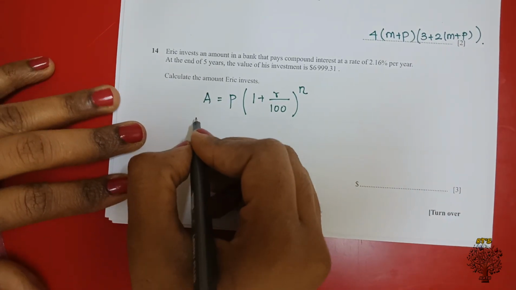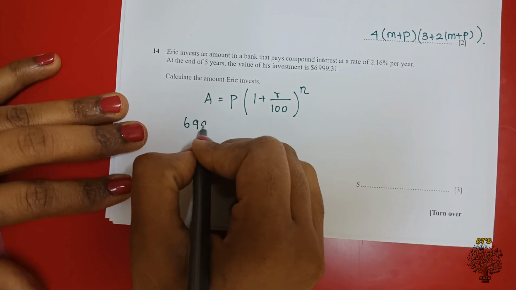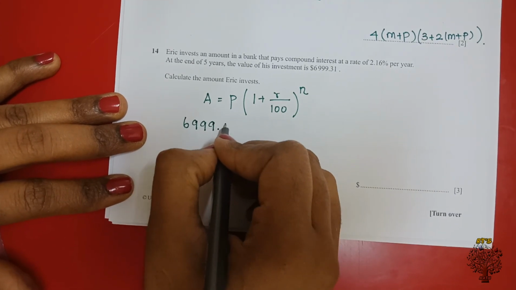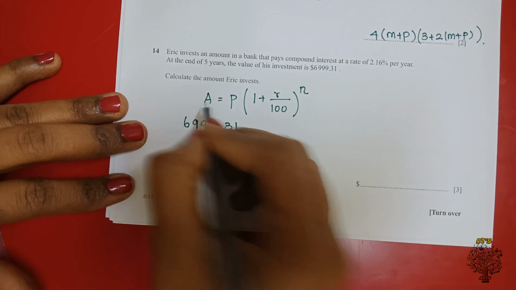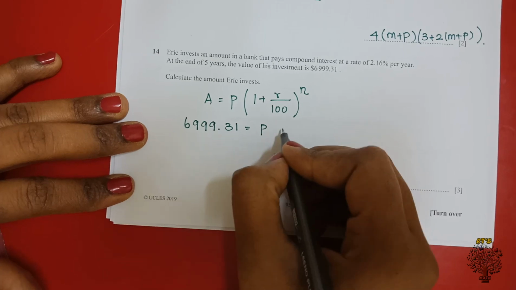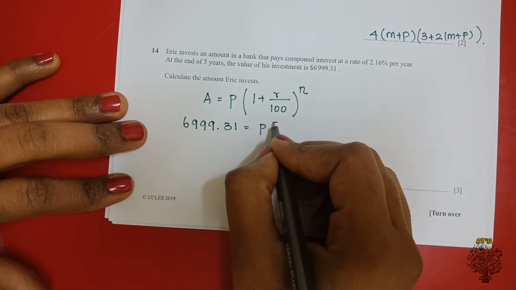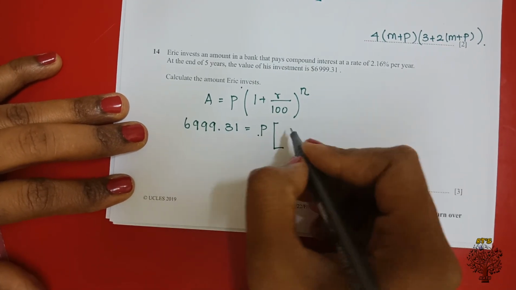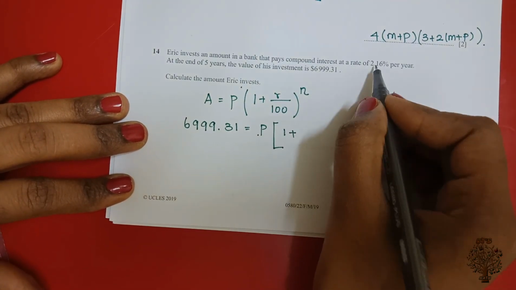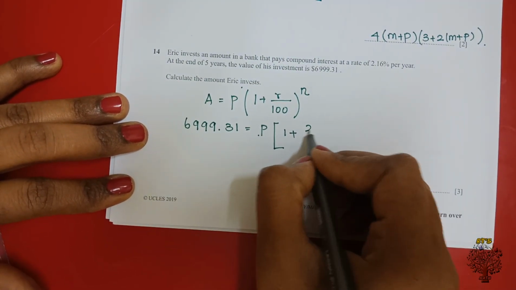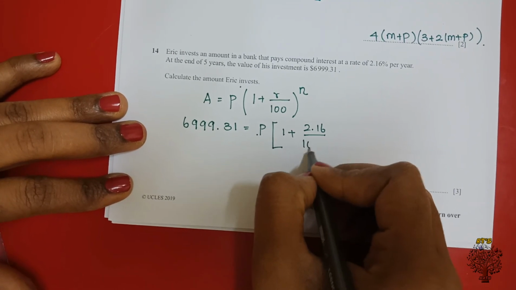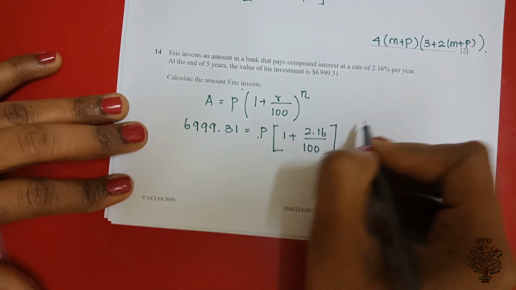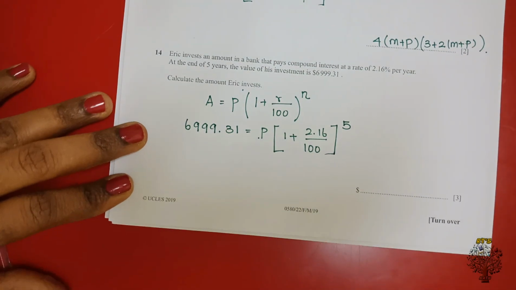So I'm writing here 6,999.31 as the total amount, and what he paid initially as the principal amount, which we are going to find, the amount he invested. That is the initial investment, plus rate. Rate is 2.16 since it's in percentage, divided by 100, and the year count is 5.